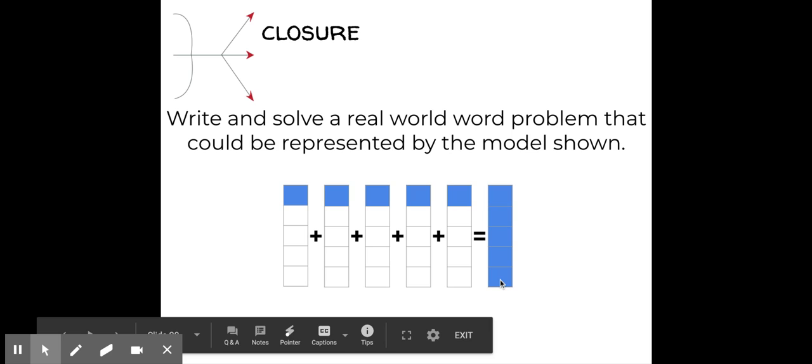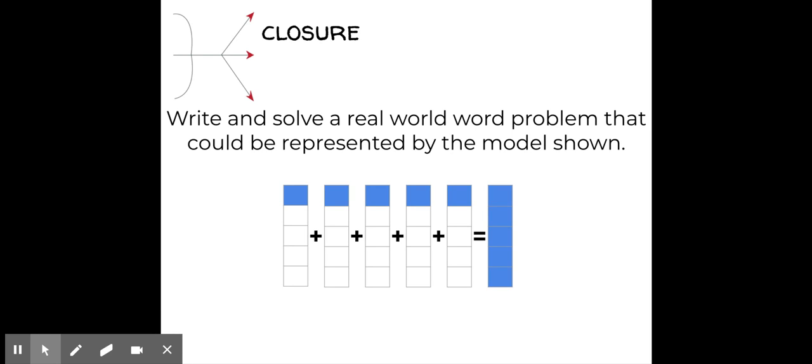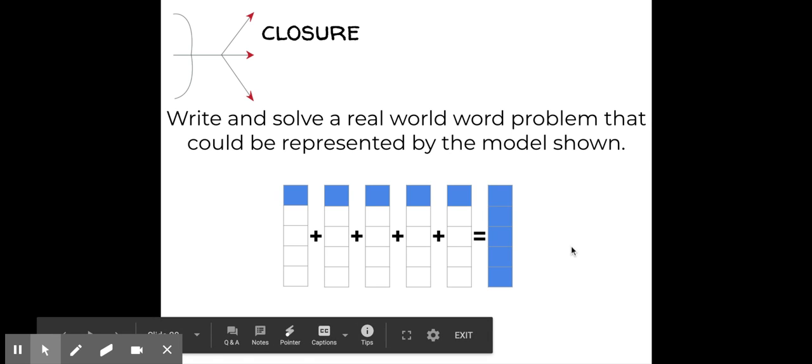Finally, I want you to look at this model and write and solve a real-world word problem that could be represented by this model. You can pause and try to write your own problem, or you can listen to the one I've come up with. I would say something like, it's been 5 days, and every day Ben walks about 1/5 mile. How many miles did he walk in all? Well, if he's walking 1/5 for 5 days, at the end he would have walked a total of 1 mile.